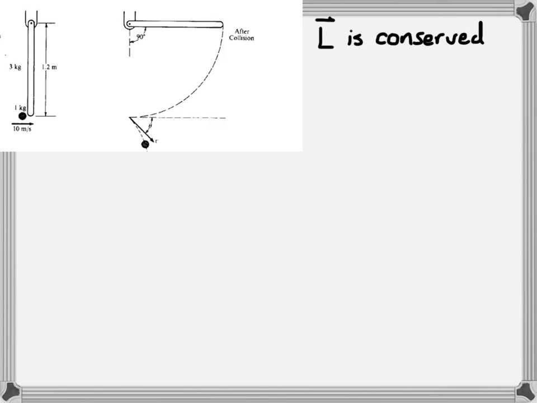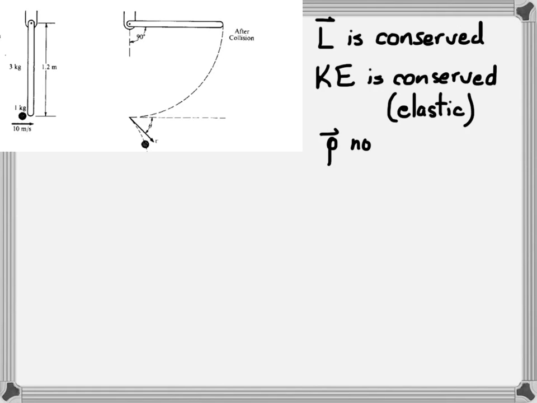First of all, this is a problem that will involve angular momentum being conserved because there are no external torques acting on the system. The only torque that occurs is when this ball strikes the rod, and both of those are part of the system, so that's not an external torque. Kinetic energy is also conserved through the fact that they said that it's an elastic collision. But one of the things that's not conserved in this problem is linear momentum.